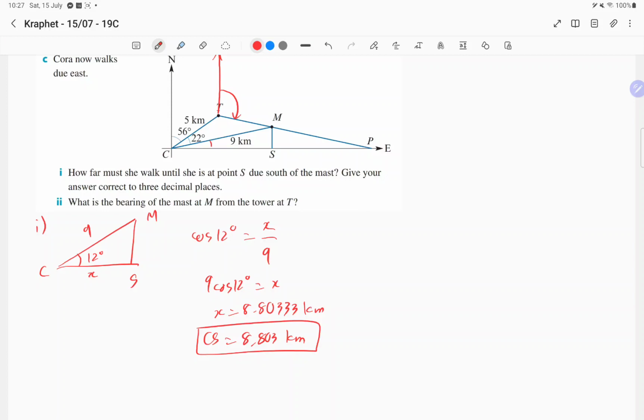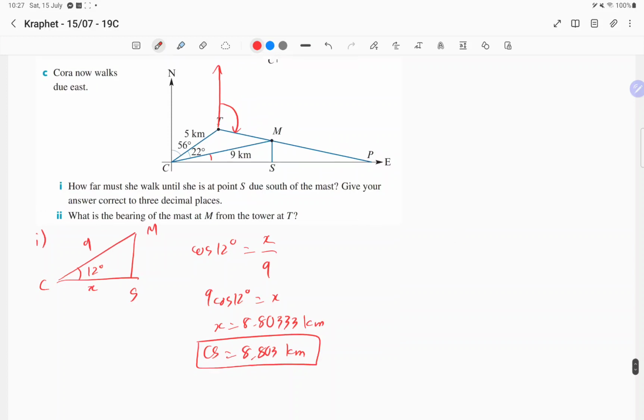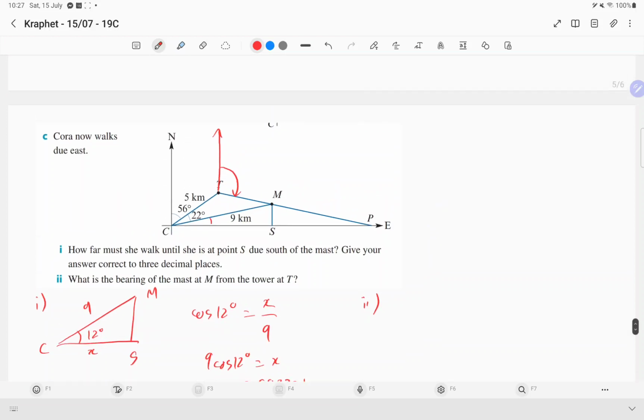Okay, right? What is the bearing of the mast at M from the tower at T? How do we find that strange bearing there? I don't know. Do we use the one before it, the M? Because it's 22 there. And then, wait, I don't know.